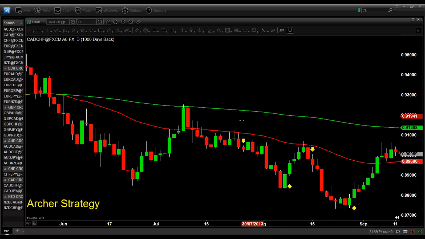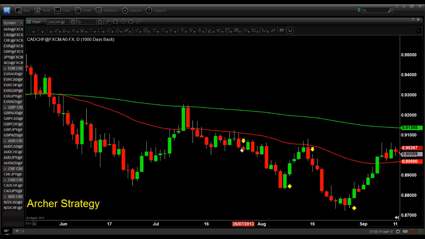Now, when there is a setup, this Archer strategy will put a yellow arrow pointing down for a short, and a yellow arrow pointing up when there's a long trade. Now, if you remember, it relies on, in this instance, a green followed by a red bar, and then that's a short entry, provided the 50 moving average is below the 200 moving average, and the setup is relatively close to the 50 exponential moving average.